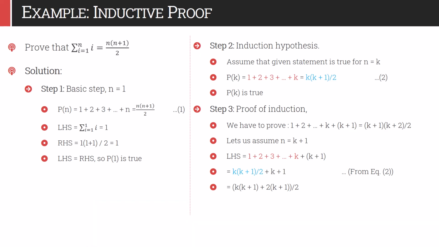So this will result in k into k plus 1 plus 2 into k plus 1, all divided by 2. In this expression, k plus 1 is common in both the terms, so we will take it out. So we have k plus 1 into k plus 2 divided by 2. And as you can see, it is the same as what we were trying to prove in step 3. That is, the left hand side should be k plus 1 into k plus 2 by 2, and that's what we are getting. And hence it is proved that P of k plus 1 is also true, and so our inductive hypothesis is also true.